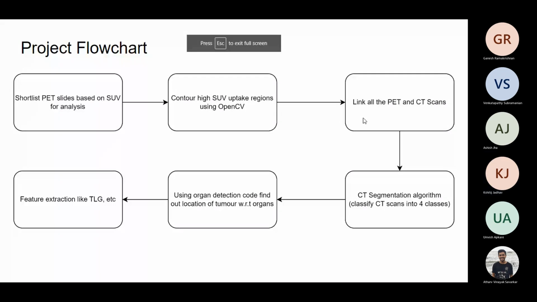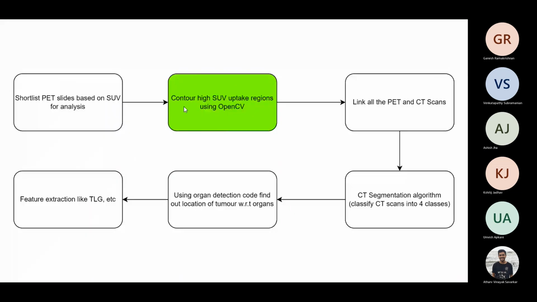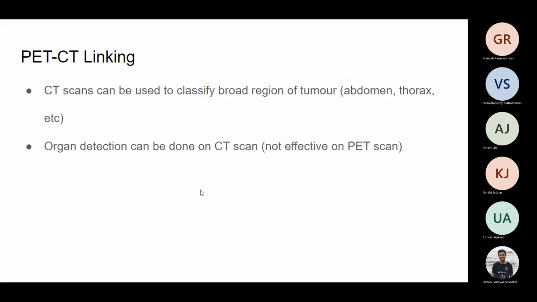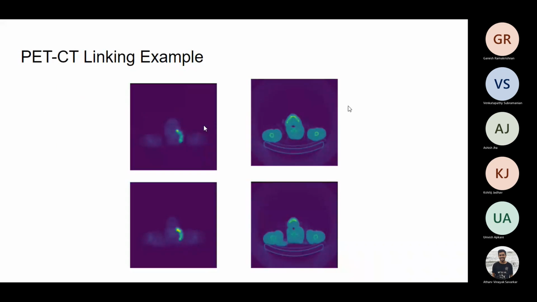Yes. So this is the project flowchart which we are working on. First, we are shortlisting PET scans based on SUV. Out of 170 PET scans, we are shortlisting these 6. Then we are contouring the tumors based on high SUV uptake regions like this. Then we are linking all the PET and CT scans based on the slice location parameter. For example, for this PET scan, this is the corresponding CT scan.